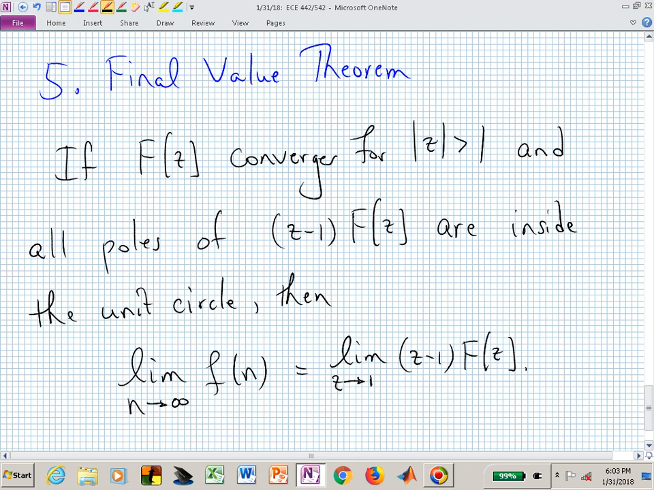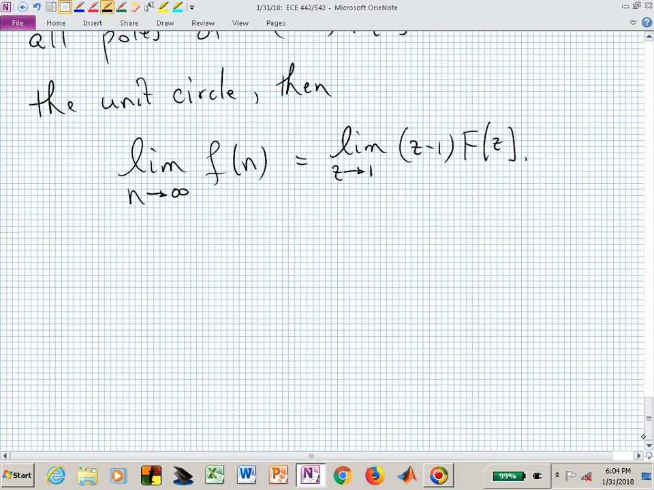Let's say that this capital F of Z was fourth order. You would have to do a partial fraction expansion on 4 terms, find their residuals, and then do the inverse Z transform. Well, here you just look to see where are my poles. Are they well behaved in Z minus 1 times F of Z? And if they are, boom. Let Z go to 1 in this expression, and that's where my time sequence is going to eventually end up. That's the advantage of the final value theorem, or one of the advantages. It can save you some work.